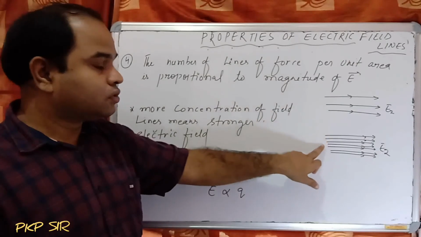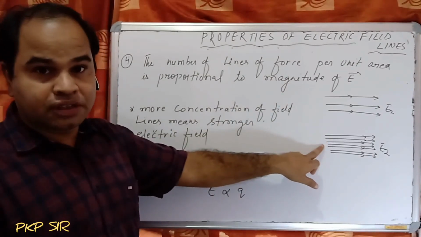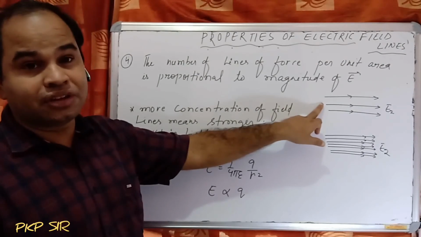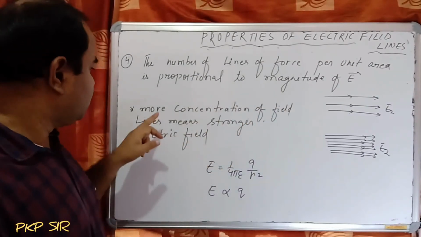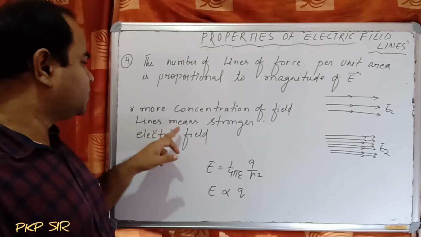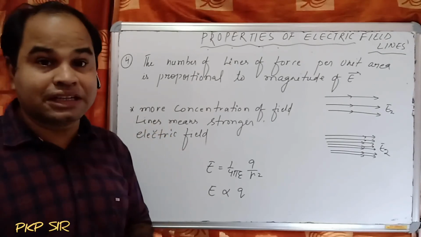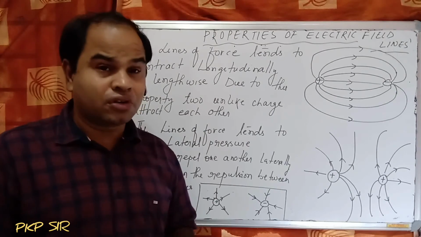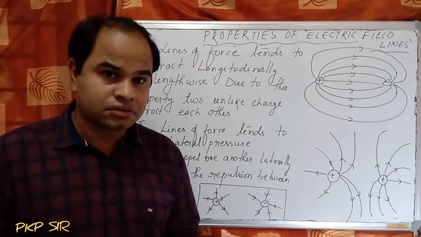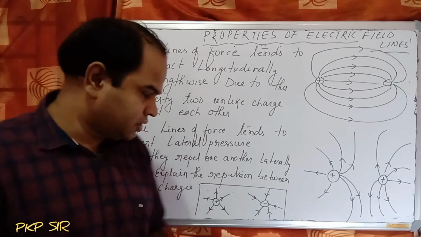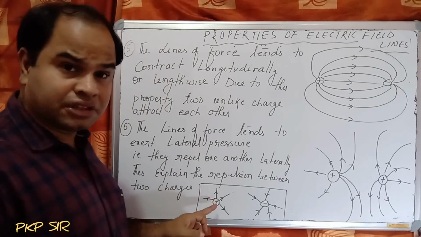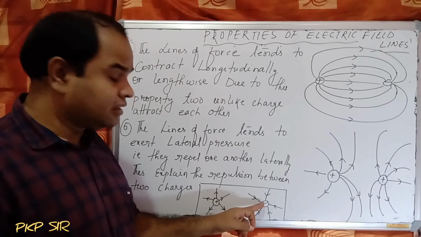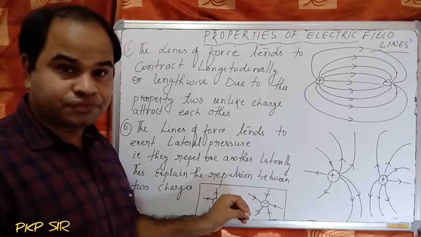More lines of force means stronger electric field intensity. Fewer field lines represent weaker electric field intensity. More concentration of field lines means stronger electric field intensity. For a single positive or a single negative charge, the field lines are straight and outward in the case of positive, and straight and inward in the case of negative.